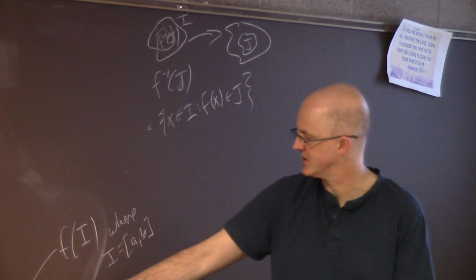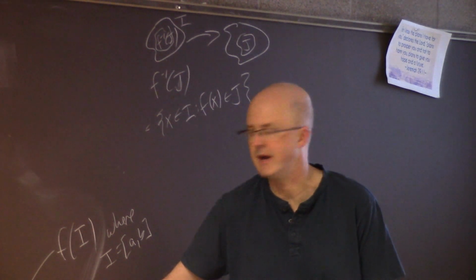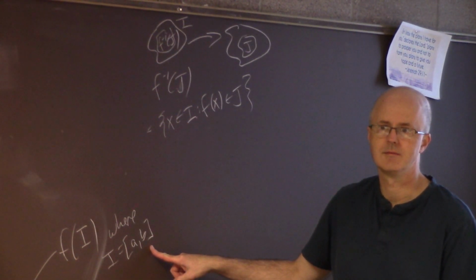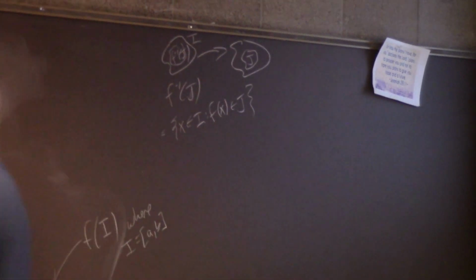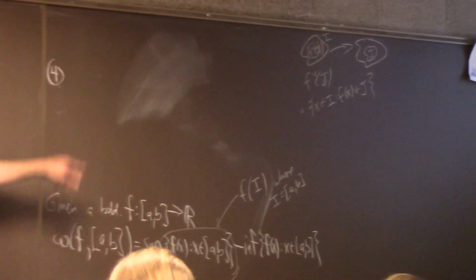This is a direct image, the set of all possible outputs as x varies over the domain. The domain in this case is the closed interval from A to B. Okay, again, I was just reminded of that as something to review. So that's what the oscillation is.